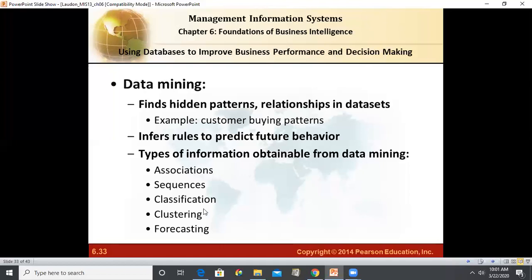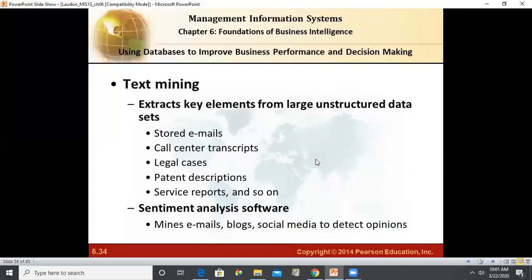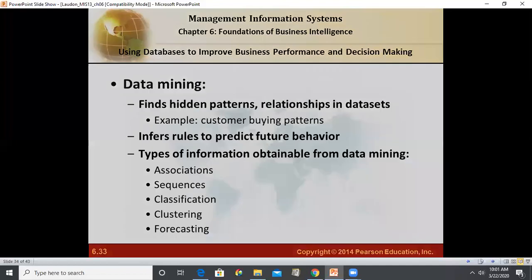So there are types of information obtainable from data mining. It includes what? Associations. Can you give me some example? Associations, sequences, classification, clustering, and forecasting. So in the association, these are occurrences linked to a single event.